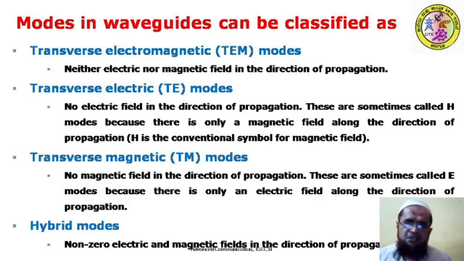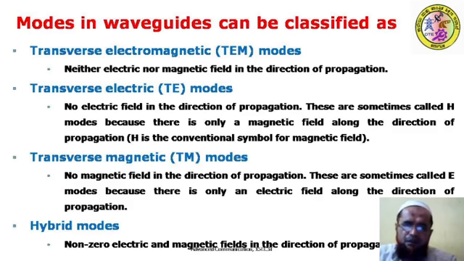The second mode is the transverse electric mode. As the name itself indicates, when we say TE, it means the electric field vector is perpendicular to the direction. If you have one direction of propagation, the electric field vector, that is the E vector, is always perpendicular, that is transverse to this direction, whereas the magnetic field vector may be along the direction of propagation. So here only the electric field vector is transverse or perpendicular or 90 degrees to the direction of propagation. That kind of mode we say is the transverse electric mode or TE mode.